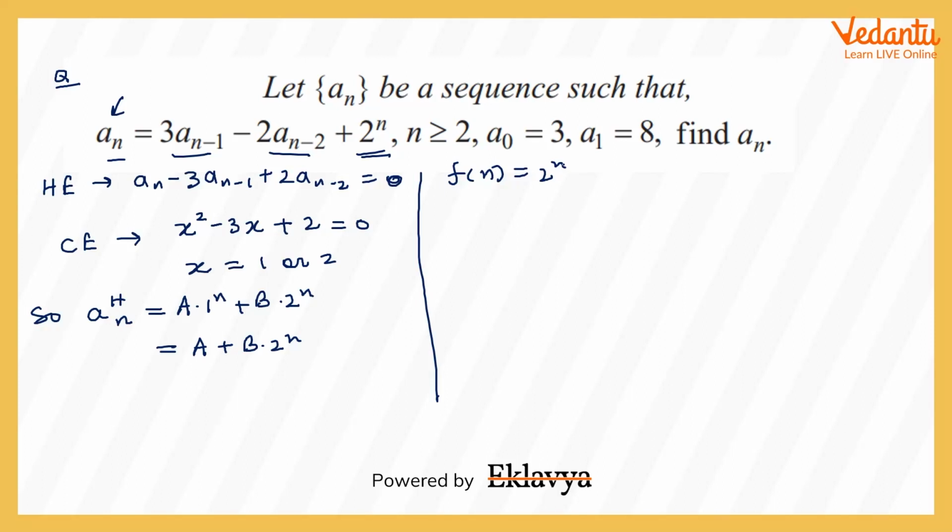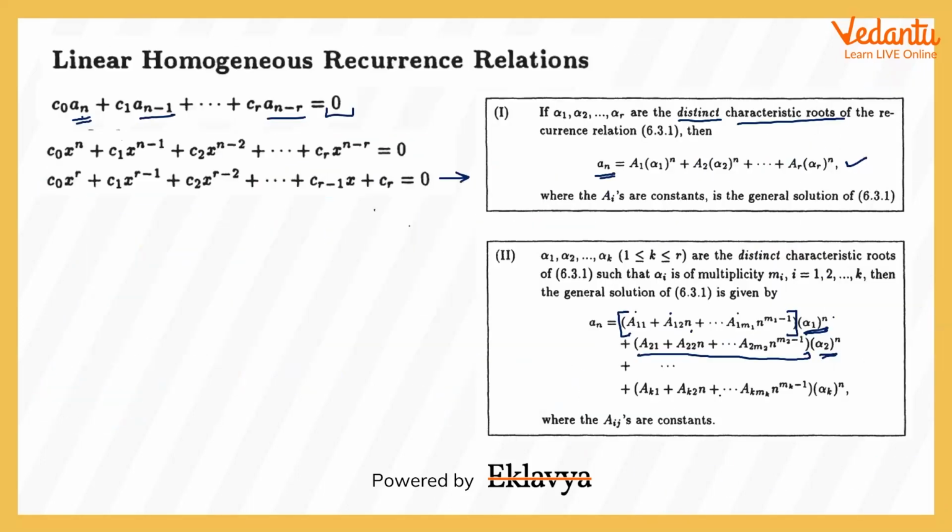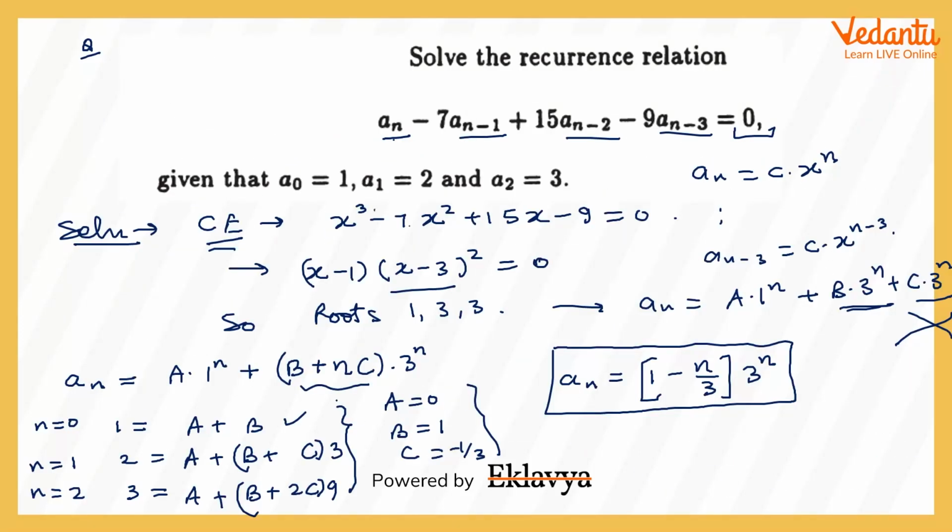But please understand carefully. Here already a 2 power n term is there in the homogeneous part. So for this particular solution, we will not take a_n^(p) equal to c into 2 power n. It will not be taken. Rather, we will multiply this by n. Please understand, we will multiply this by n. This is exactly similar to what I told you when there is a repeated root. If you remember what we took, b plus nc into 3 power n.